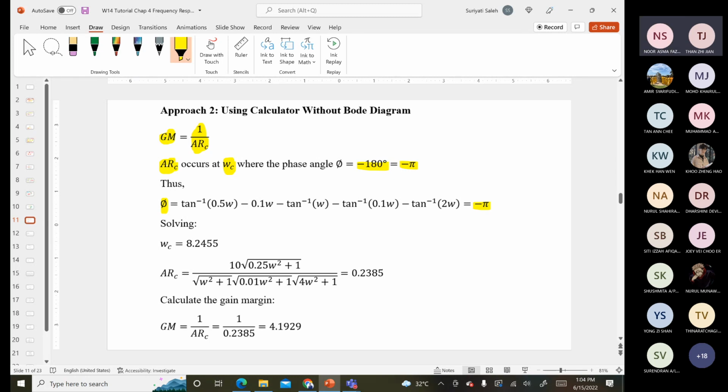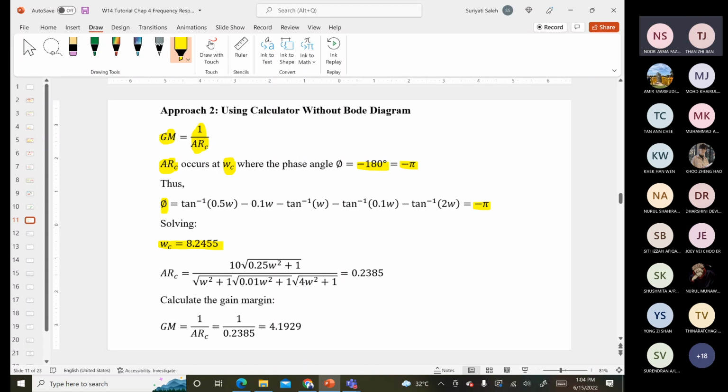So from here, you can use the shift solve option in your calculator. I believe all of you use a scientific calculator, so you have the ability to determine the unknown variable inside your equation. Here, since we have one unknown, the frequency, you have the y, which is negative pi. So you can directly solve the equation. When we set the angle at negative pi, it gives WC equal to 8.2455.